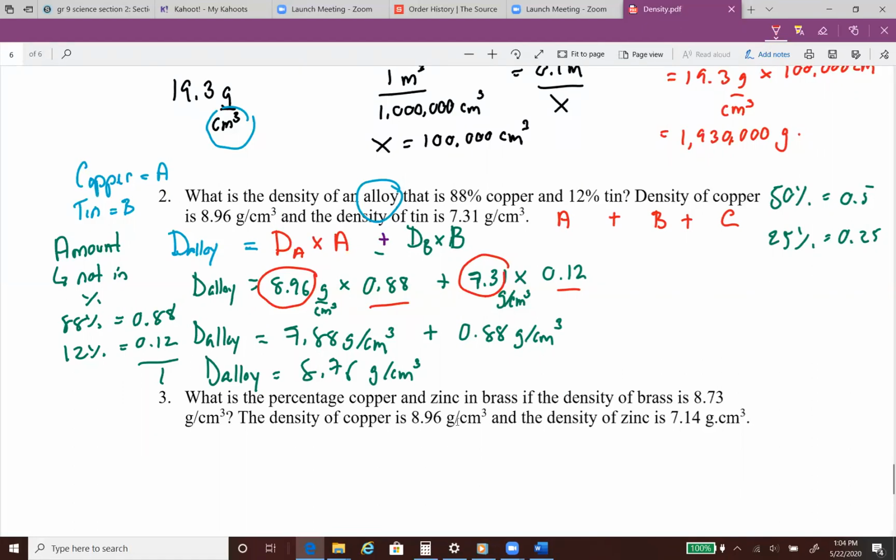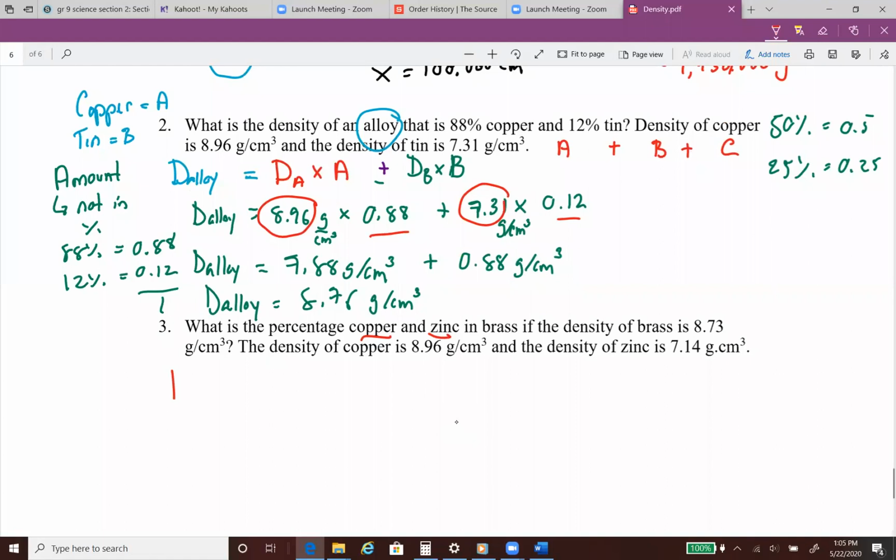Now, number three is actually the opposite of number two. What if we have something like brass, which is made up of copper and zinc? It's an alloy. We have its density, but we don't know its percentage. So what do we do in this case? Well, we can use the exact same formula we just used. The density of my alloy is the density of A times the amount of A plus the density of B times the amount of B.